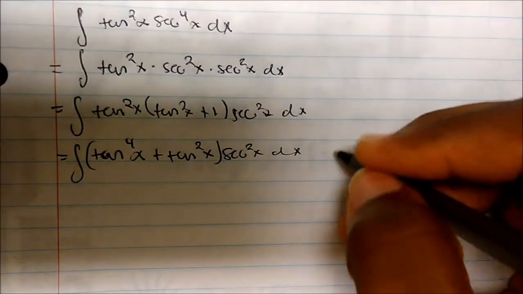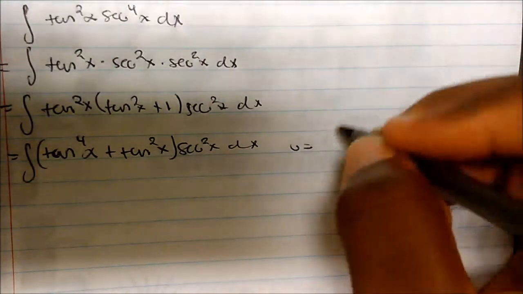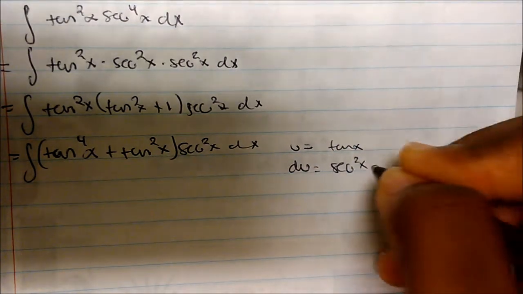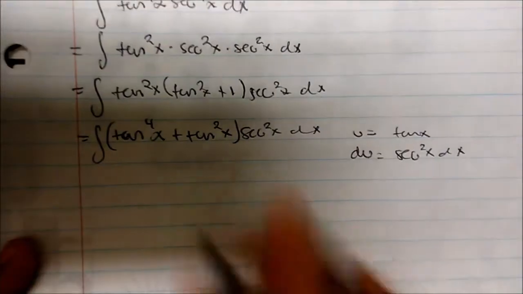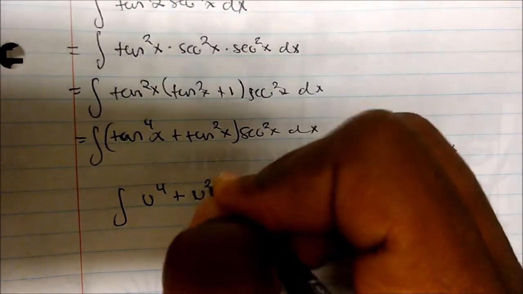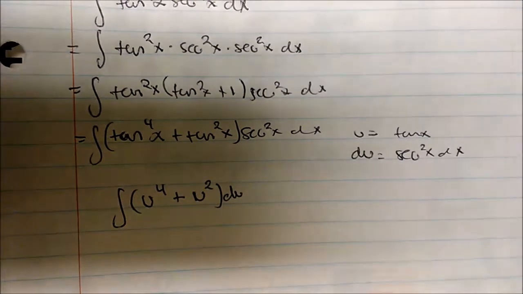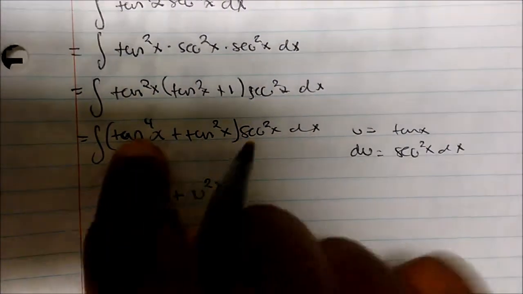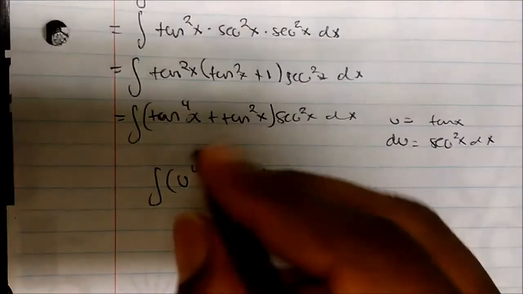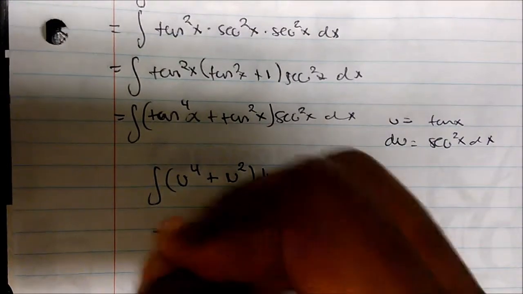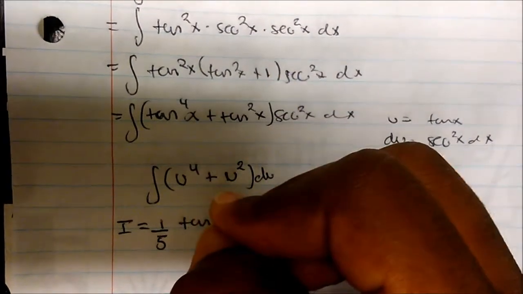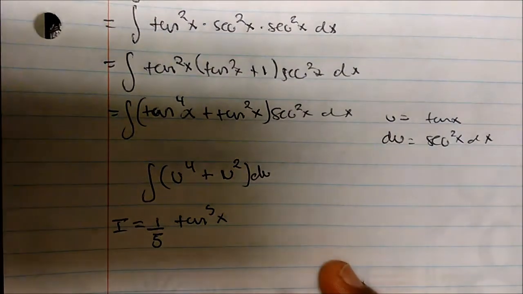In this case now, if I set my u to be tangent of x, my derivative is secant squared of x dx, which is exactly what I have here. And so the integral is now given by u to the fourth plus u squared du. du represents secant squared of x, and u is tangent, but it's just u raised to the fourth and u raised to the second power. If I take the integral, it's going to be given by 1/5. What was my u? That has to be tangent, so tangent to the fifth of x.